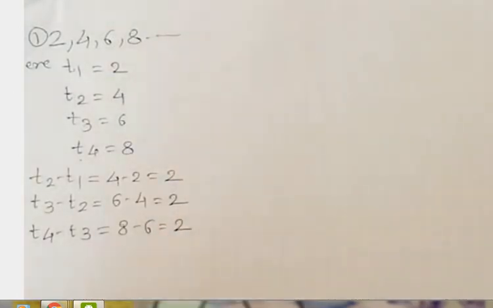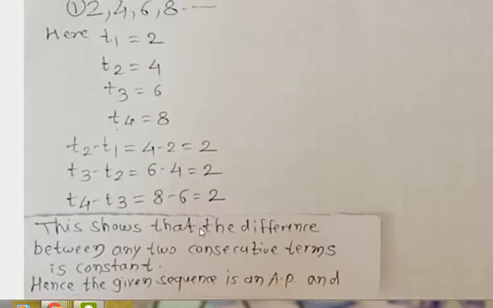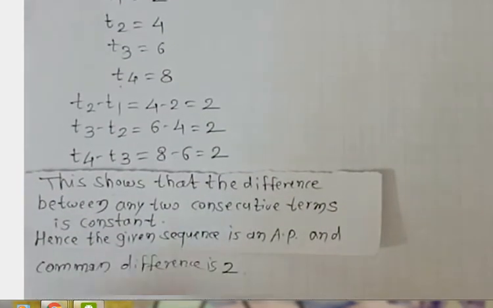This shows that the difference between any two consecutive terms is constant. That means the difference between any two terms is 2. This shows that the difference between any two consecutive terms is constant, and hence the given sequence is an AP, and therefore the common difference is 2.